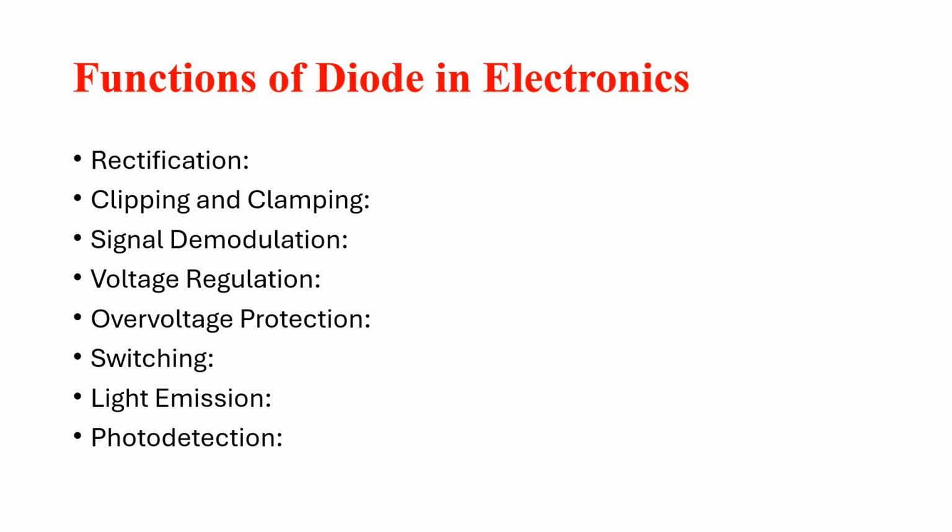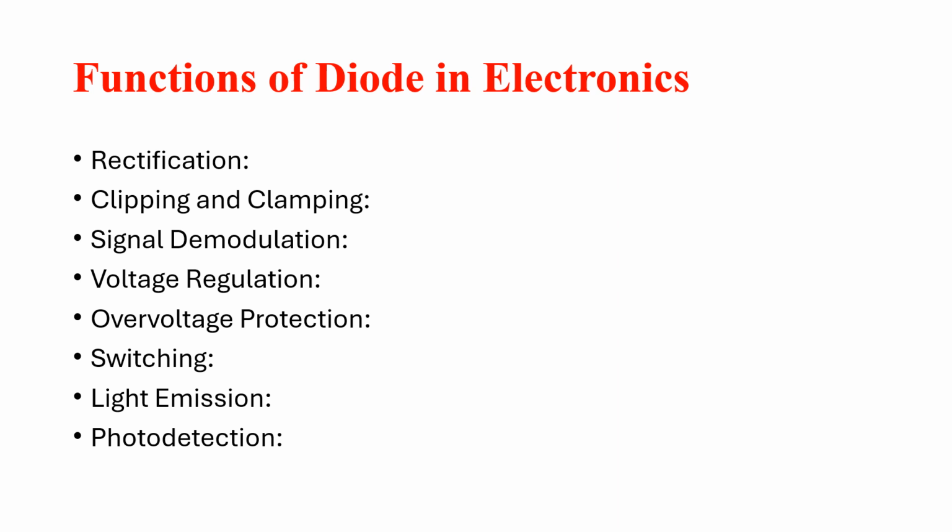Clipping and clamping. Diodes can clip or clamp voltage levels in the circuit. Clipping diodes limit the voltage to a certain level, protecting sensitive components from overvoltage. Signal demodulation. In communication systems, diodes are also used to demodulate the signal. They help to extract the original information from the modulated carrier waves.